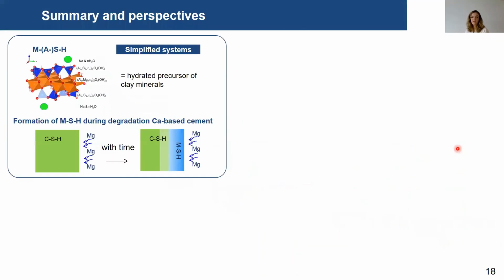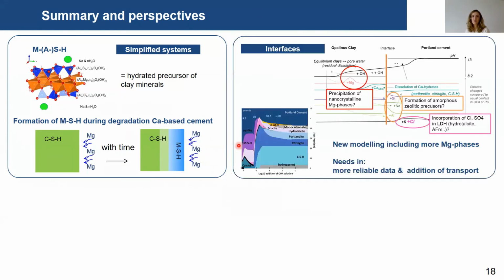So now to conclude this presentation, I have presented a few experiments in simplified systems. First, I hope I convinced you that M-S-H is more related to a clay than to a CSH and can also incorporate aluminium. And in the second part, we looked at the degradation of calcium-based cementitious material: the dissolution and destabilization of the CSH, and then the precipitation of M-S-H. Also, we developed some simple thermodynamic data for magnesium phases to help in the understanding of degradation of concrete. But obviously, more work has to be done, in particular for this example where we see that we need transport.